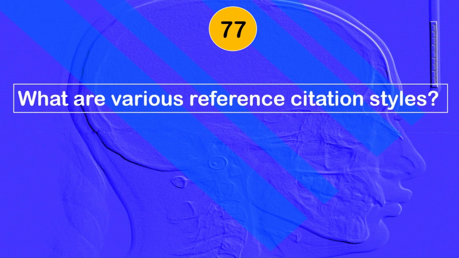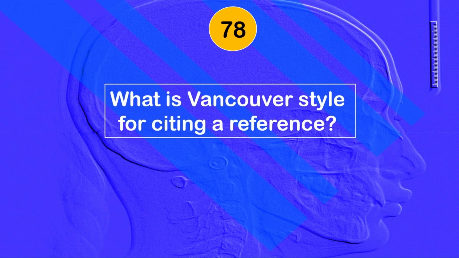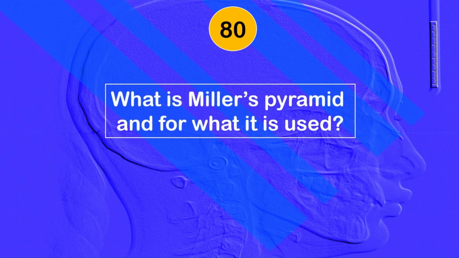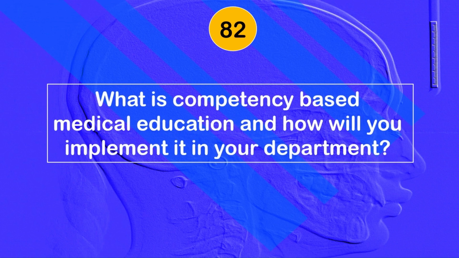What are various reference citation styles? What is Vancouver style for citing a reference? How is reference different from bibliography? What is Miller's pyramid and for what is it used? What are the various components of Miller's pyramid? What is competency-based medical education and how will you implement it in your department?